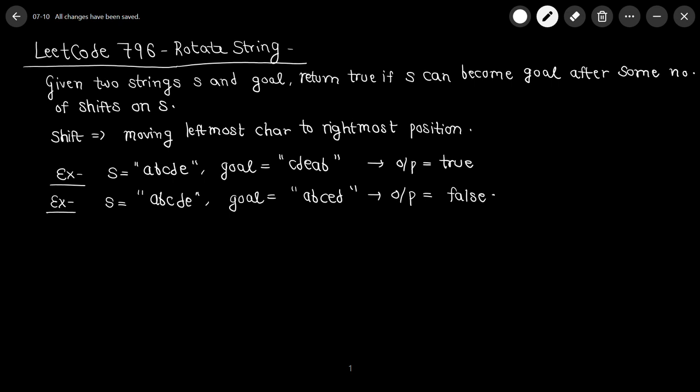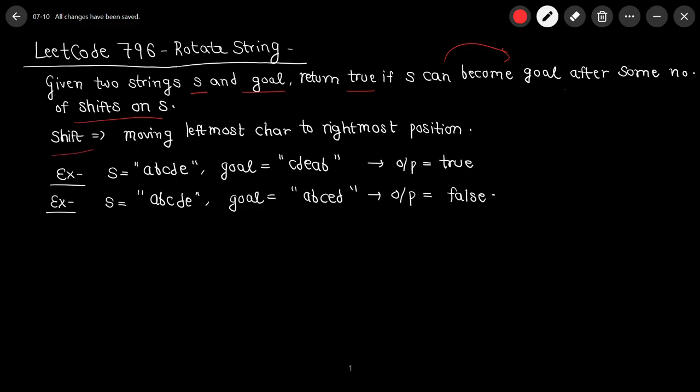Hi everyone. So today we will solve LeetCode 796. It's called Rotate String. In this question we are given two strings s and goal, and we need to return true if s can become goal after some number of shifts on s.